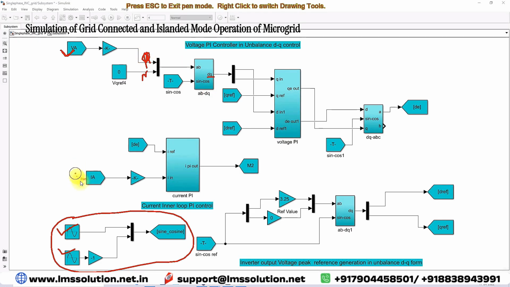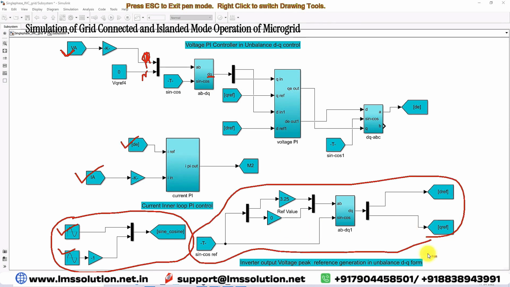Here you can see that you have to measure the current, that means load current or inverter current. That current is going to be compared with the reference current. Before that, in order to get the reference current, the dq voltage should be converted into the reference current. For that, we generate the reference voltage by means of this sine cosine waveform. By using the sine cosine waveform, we generate the d and q reference for the voltage controller.